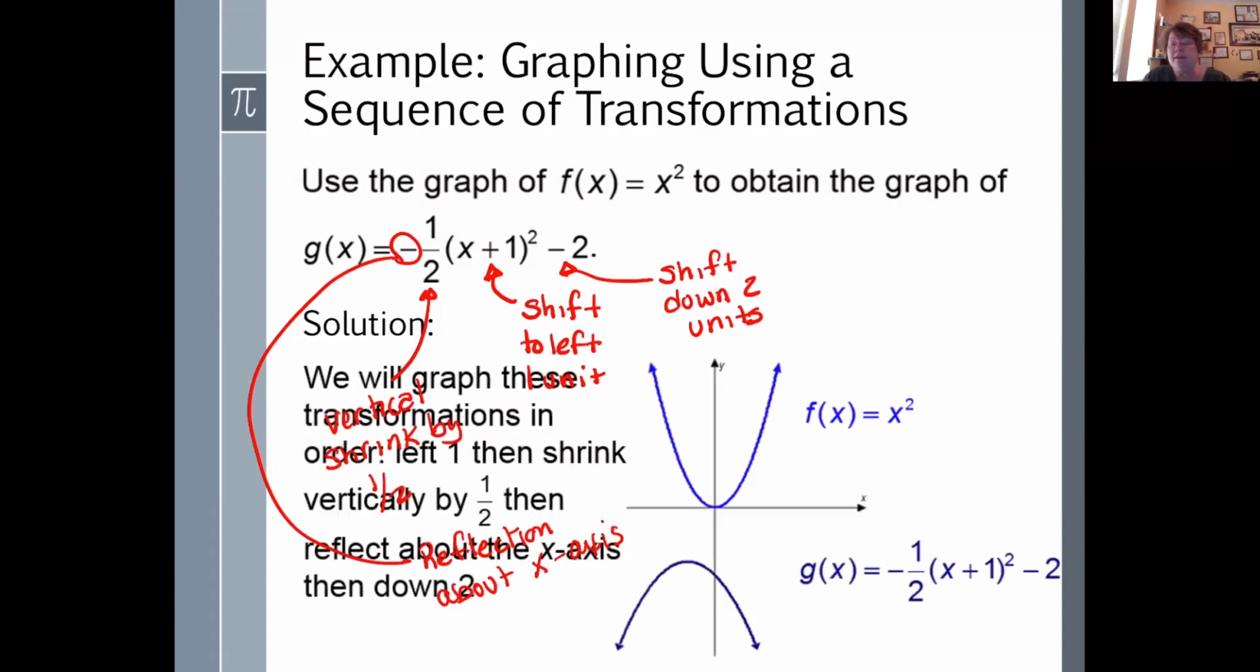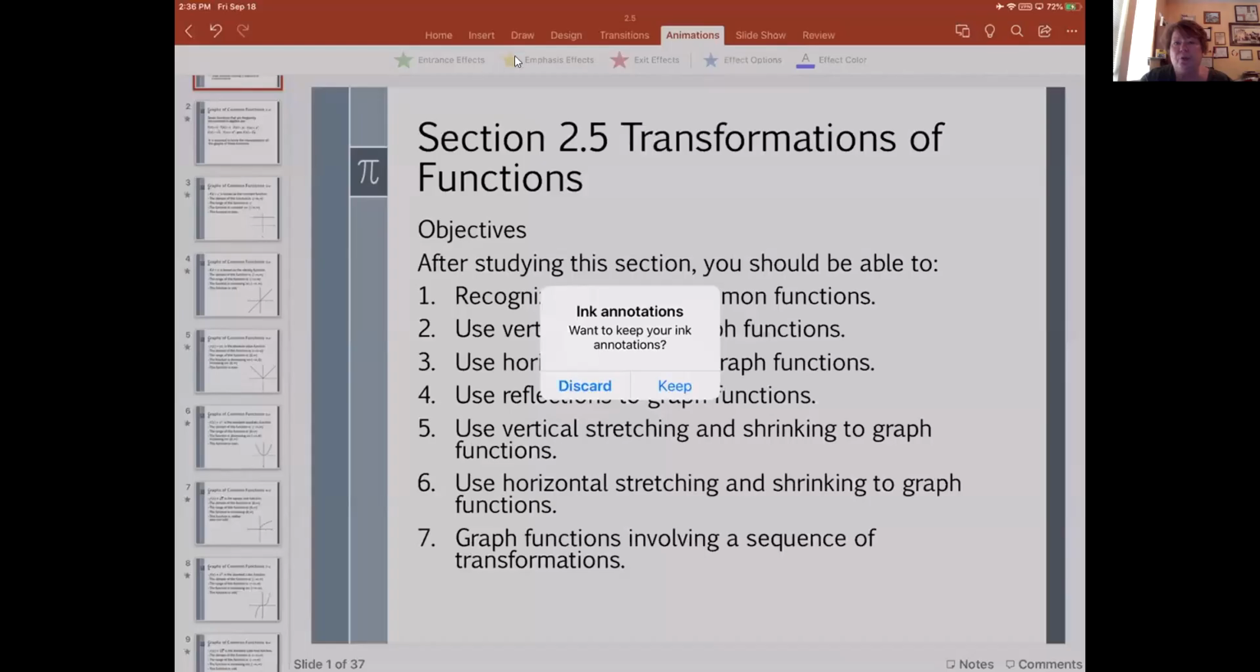So this is what it looks like. The standard quadratic function, f of x equals x squared. I've shifted it to the left, I've shifted it down, I shrunk it, and I flipped it over. Those are all the transformations of this standard quadratic. So I moved it to the left, moved it down, shrunk it by 1/2, and flipped it over. And that is the end of section 2.5.